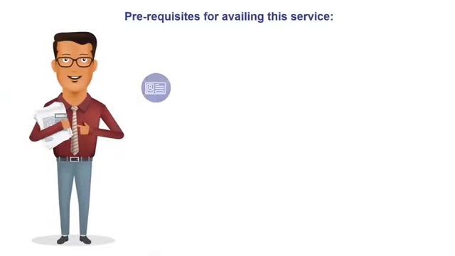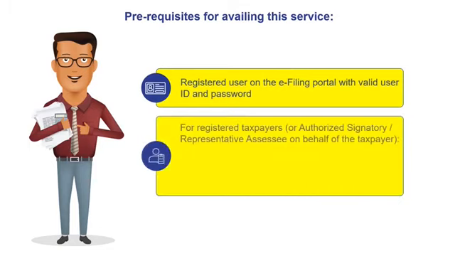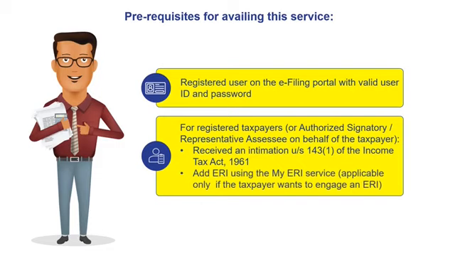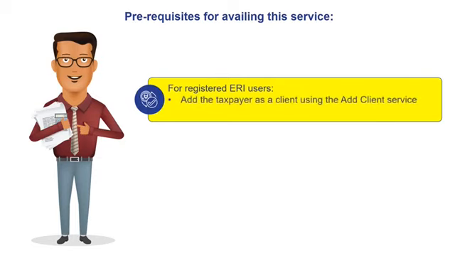Let us first see what are the prerequisites for filing a rectification request. For filing a rectification request, you should be a registered user on the e-filing portal with valid user ID and password. You must have received an intimation under Section 143 subsection 1 of the Income Tax Act. If the rectification is required to be filed by an ERI, then the taxpayer must have added the ERI using My ERI service. And for registered ERI users, they must have added the taxpayer as a client using the Add Client service, and the status of ERI should be active.